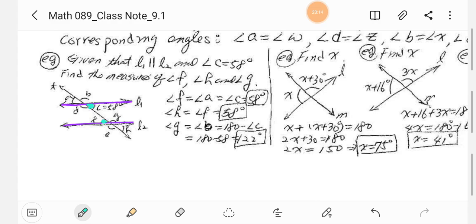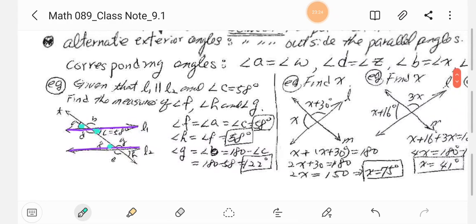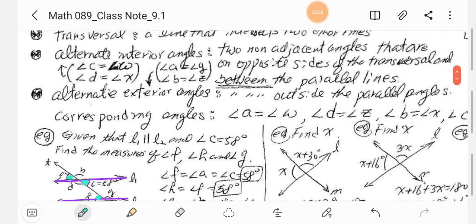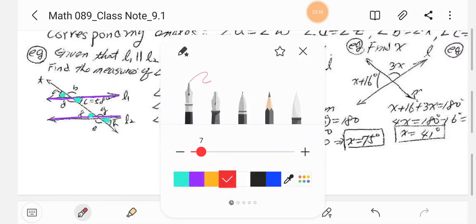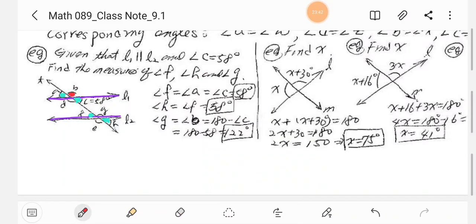Why? Because angle C and angle A are the same, right? And angle A and angle F are on the same side. And then also the alternate interior angles. Alternate exterior angles are the same, alternate interior angles are the same. And C and F are alternate interior angles, right? So they are the same. So as you see, this H is also the same. And then angle B is the same as angle D. And then angle Y and angle E.